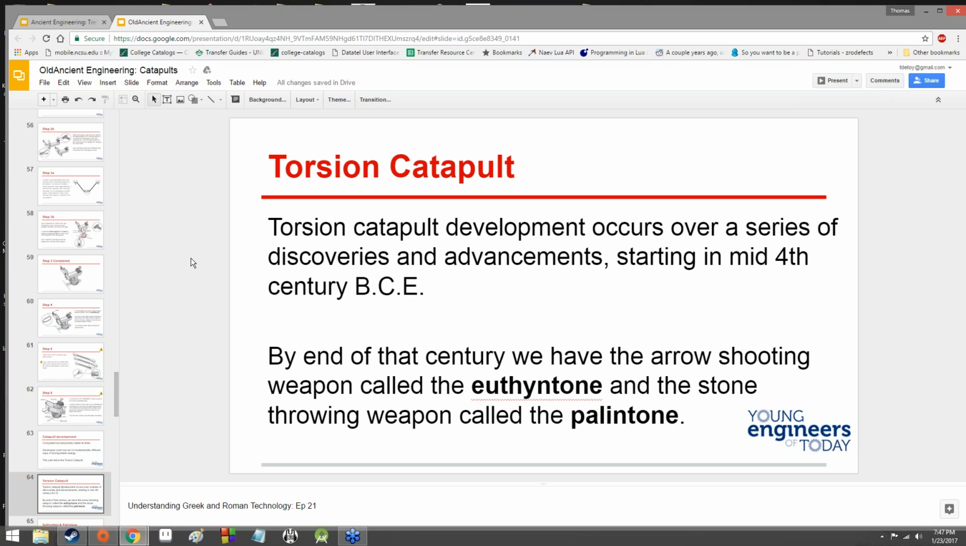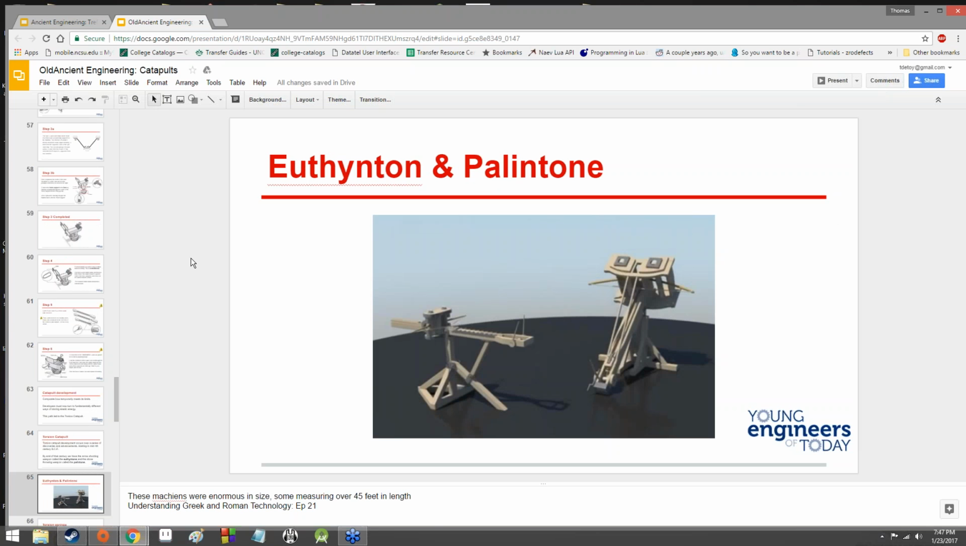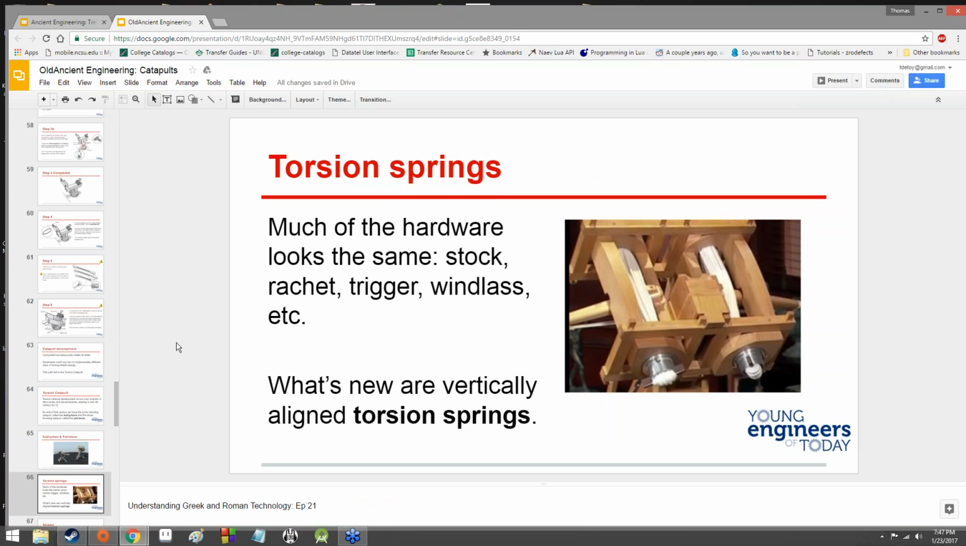By the end of that century, we have the arrow-shooting weapon called the Euthynton, and the stone-throwing weapon called the Palintone. As you can see here, this doesn't really provide justice to how large these things were. They could have been over 45 feet in length. Like, it was possible that there were some examples of them being over 45 feet in length, which is just absolutely ridiculous. That's just a gigantic machine.